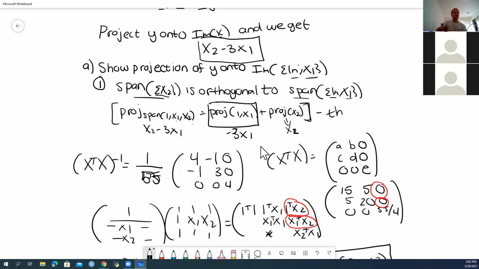So this is true if the span of x1 is orthogonal to the span of x2. Yeah. That's the only case you can break it up, when you have orthogonality.